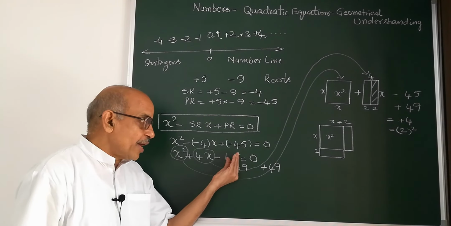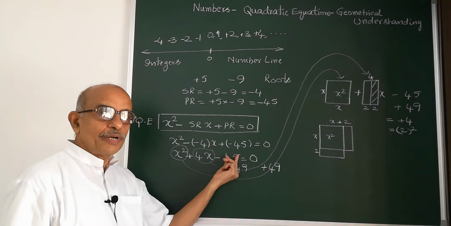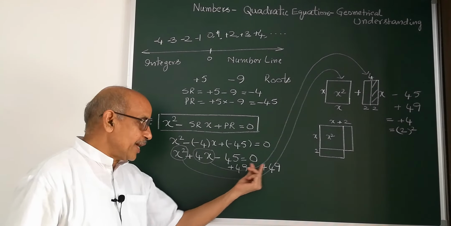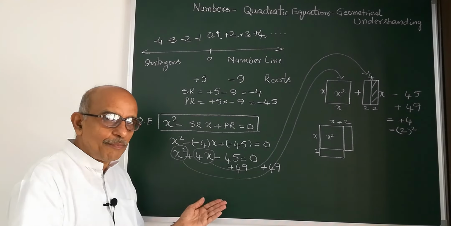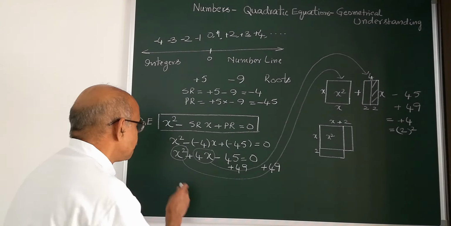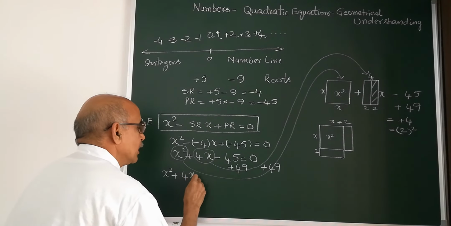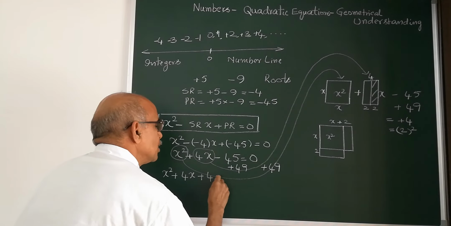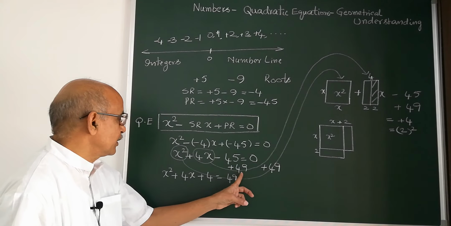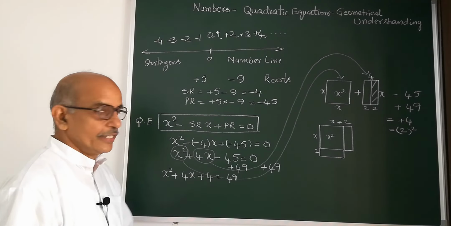That means 45 is not a perfect square. In order to make it a perfect square, we are adding 49 on both sides. Whenever you add an equal number on both sides, the value will not change. So this becomes x square plus 45x plus 4 is equal to 49. Minus 45 plus 49 is plus 4. 0 plus 49 is 49.